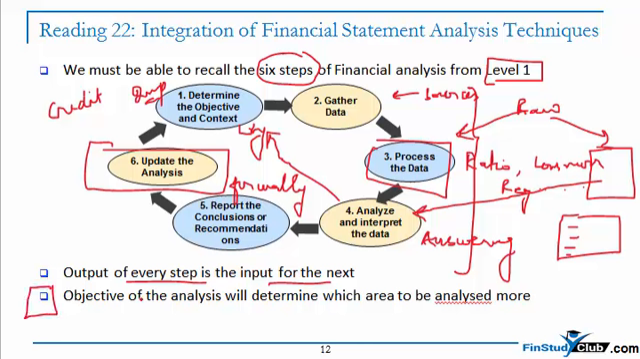What is very critical is step number 1, because that tells me where I need to put my stress in step number 3. There is no end to data processing, and obviously there are a million ratios that you might create out of the entire balance sheet and P&L. So step number 1 becomes very critical in that sense.